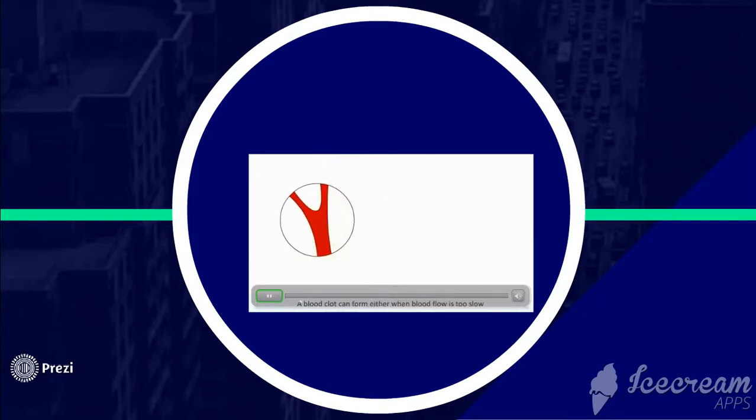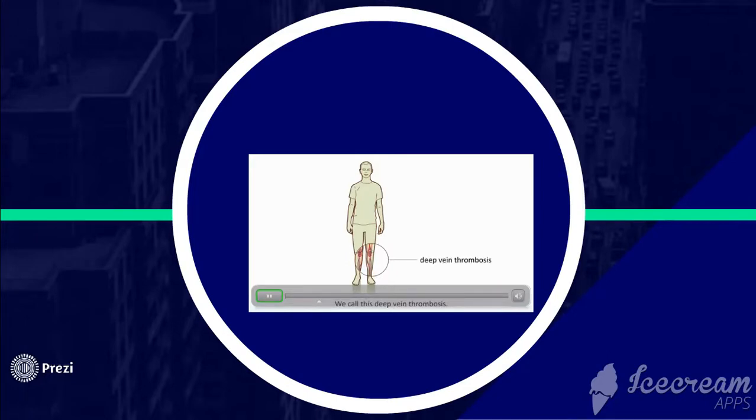A blood clot can form either when blood flow is too slow or when clotting occurs when it is not needed. A blood clot can form in any blood vessel. A common type of thrombosis is a blood clot in a vein of the leg. We call this deep vein thrombosis.